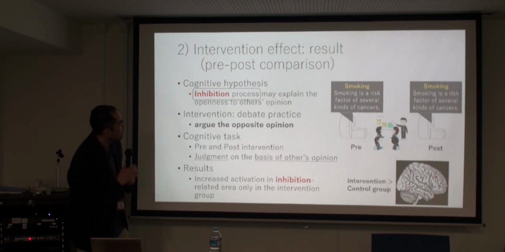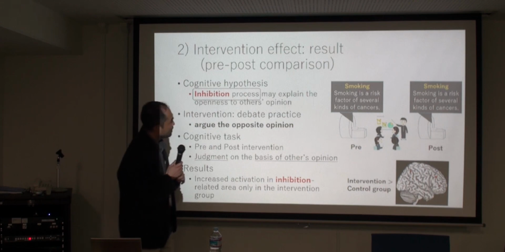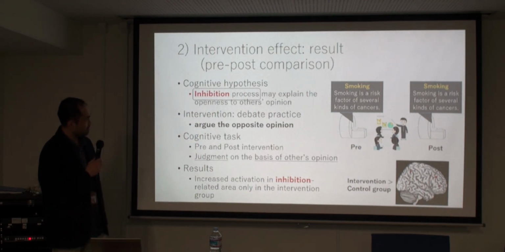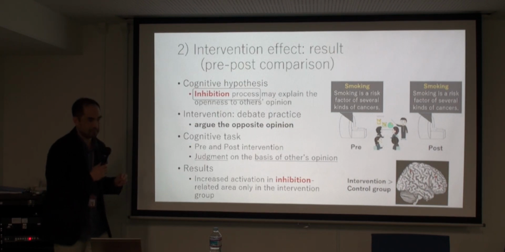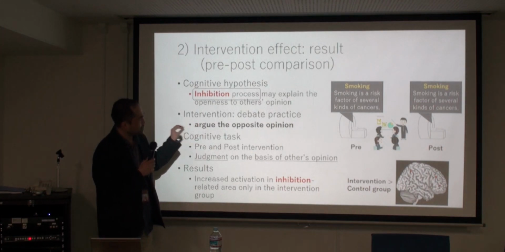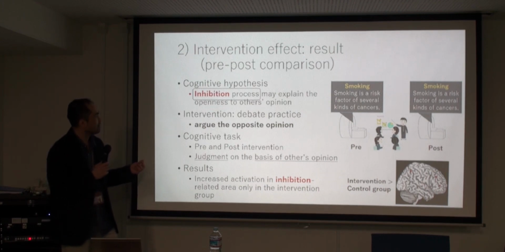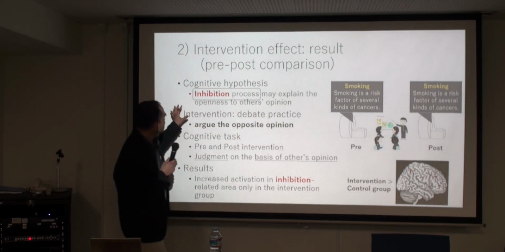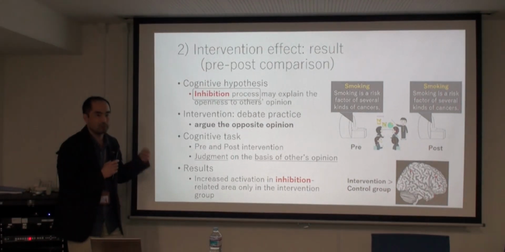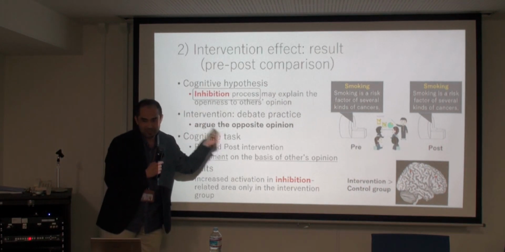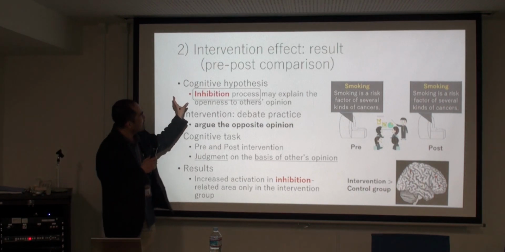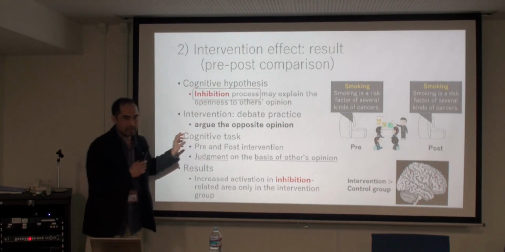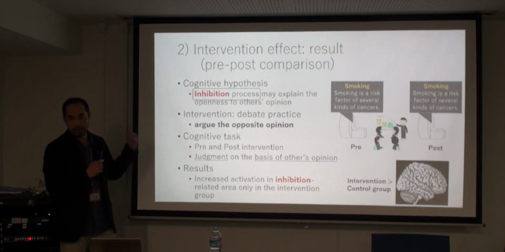An example of this type of approach is unpublished data of a colleague. This is actually not at all a language learning task. In this task, my colleague was interested in debate practice, and here the debate practice is expected to improve the openness to others' opinions, and his hypothesis is that some inhibition process may explain that openness, which is improved by debate practice.